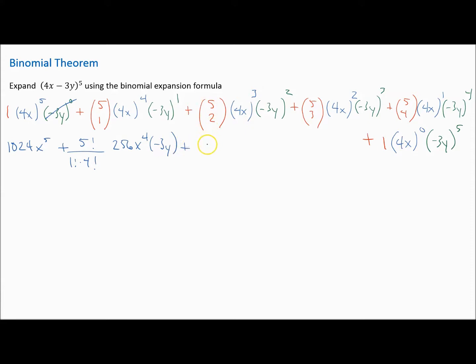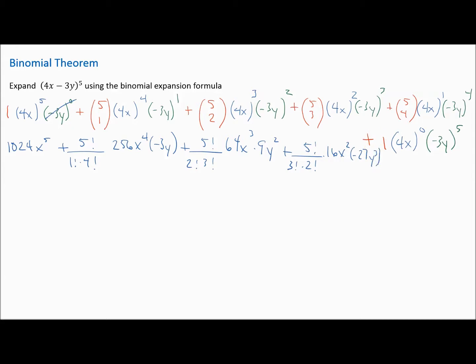Plus, here we go, 5 choose 2 now. That's 5 factorial over 2 factorial times 3 factorial. We'll simplify it in a minute. 4 to the third, we know 4 times 4 is 16 times 4 is 64. x to the third, I'm on the green now, negative 3 squared is 9y squared. Plus, I'm going to simplify this 5 choose 3, which is 5 factorial over 3 factorial times 2 factorial. 4x all squared, 4 squared is 16x squared. Negative 3 to the third is negative 27y to the third.